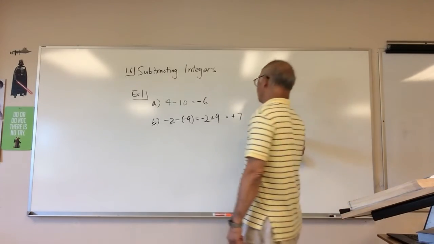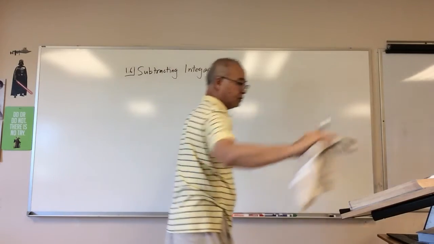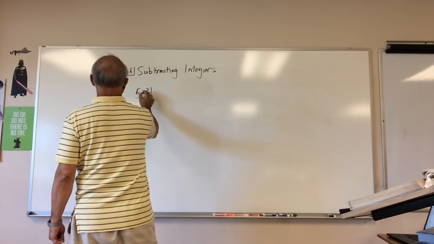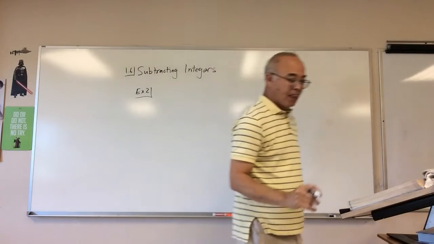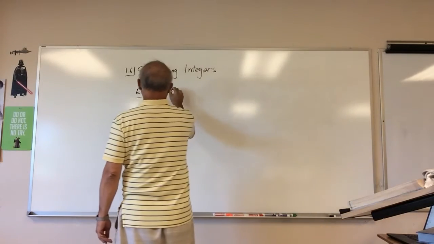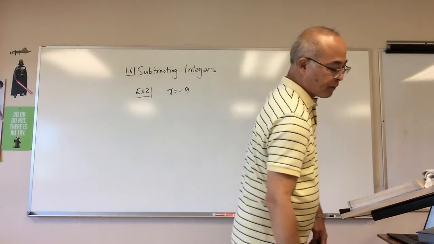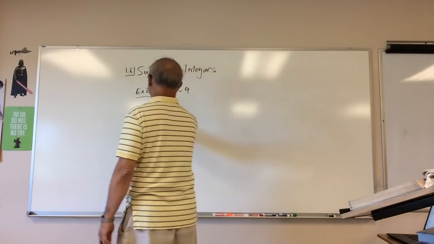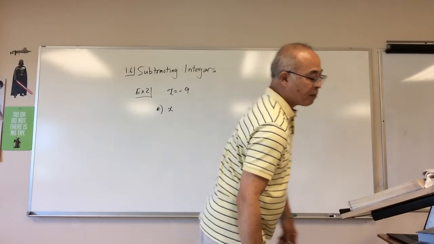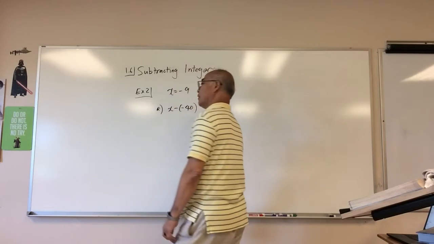Okay, let's see if we can do example number 2. Example number 2. Given that x is equal to negative 9, you have x minus 40, like that, okay?